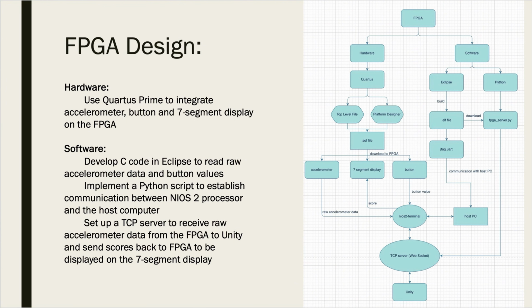a Python script to print out raw accelerometer data and button values from the FPGA on the host computer. After that, we set up a TCP server that acts as an intermediary between the FPGA and Unity. Thus, the server receives data and sends it via WebSocket to Unity, while Unity sends scores back to the server and they display on the 7-segment display.